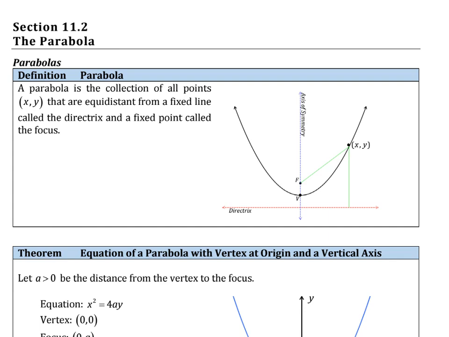One other thing to talk about is the latus rectum, which is the line segment that goes through the focus. It goes through the focus with endpoints on the parabola itself.